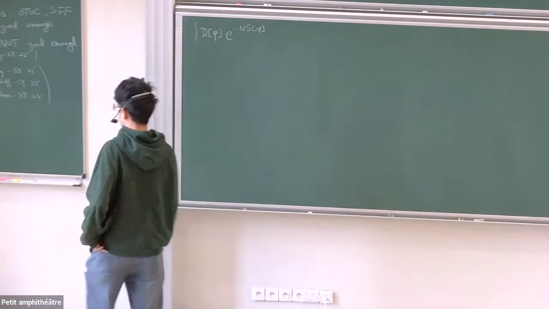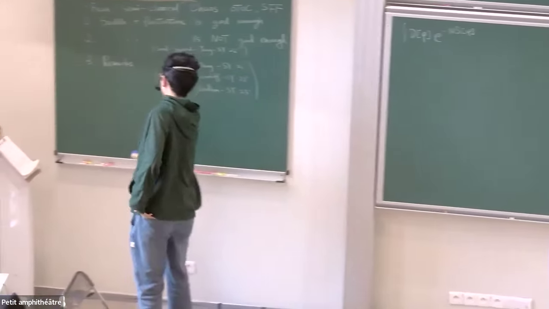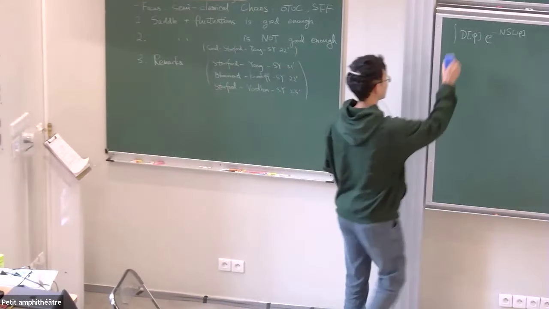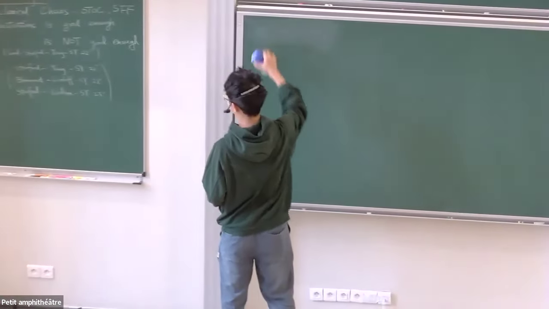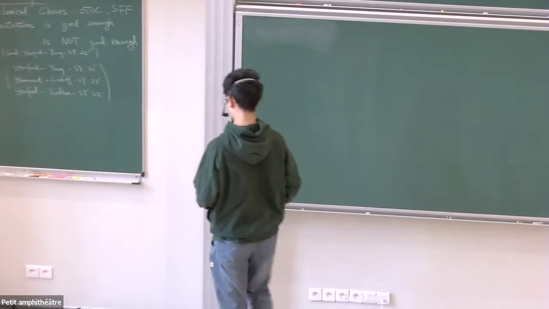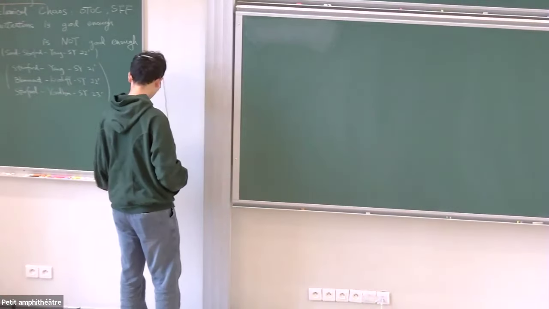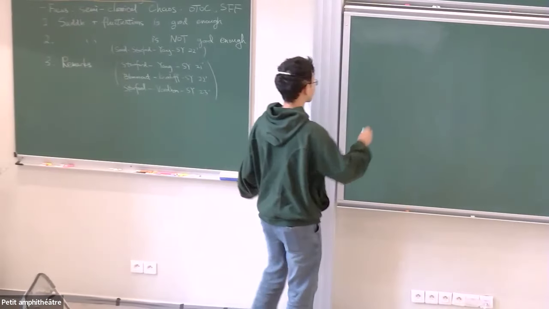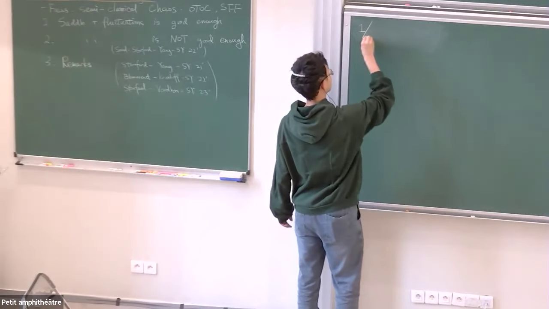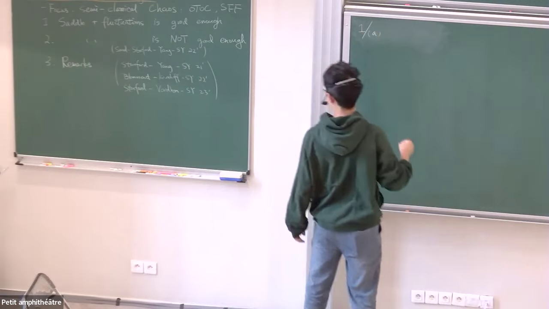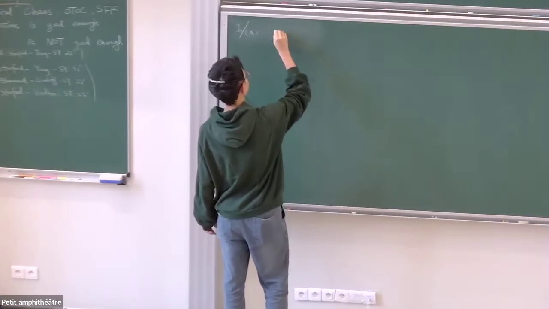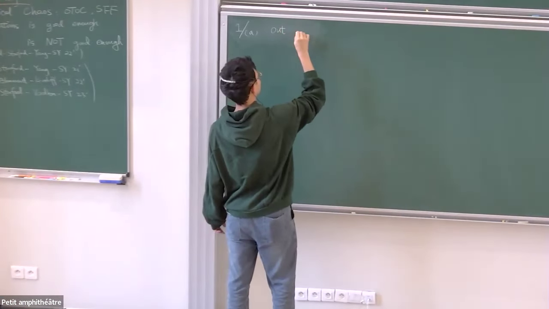So now let's begin the review, the cases where saddle point plus fluctuations is good enough. And the first example I'm going to talk about is the out of time order correlator.